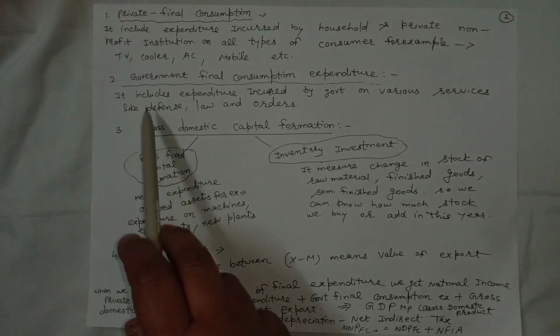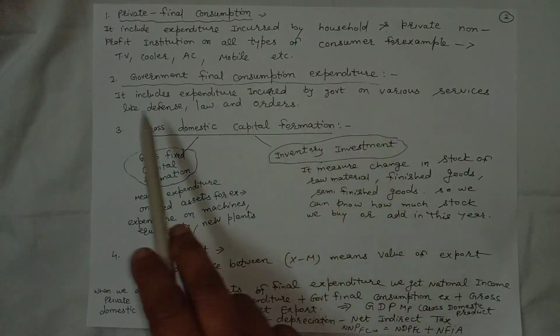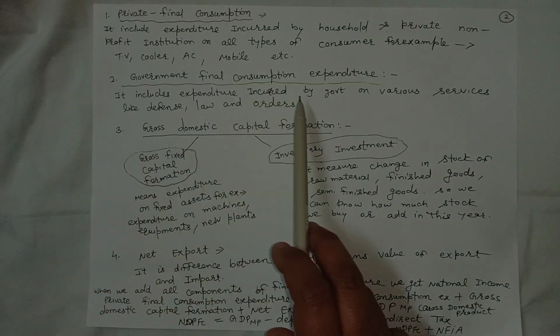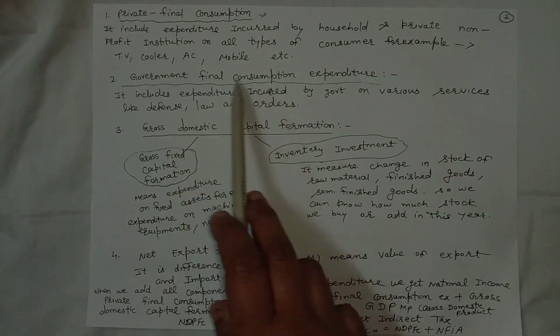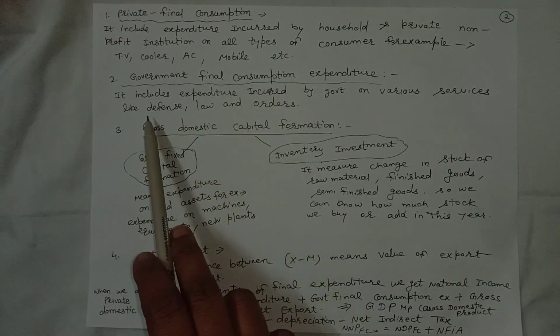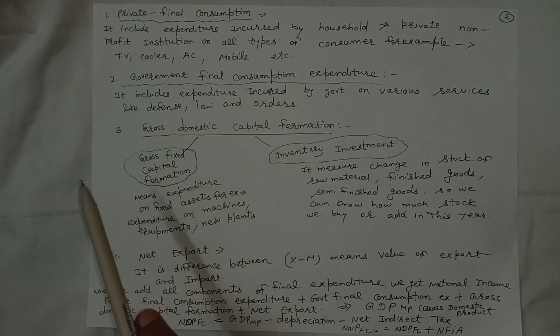Then second is government final consumption expenditure. It includes the expenditure incurred by the government on various services. These services given by the government are like defense, law and order.